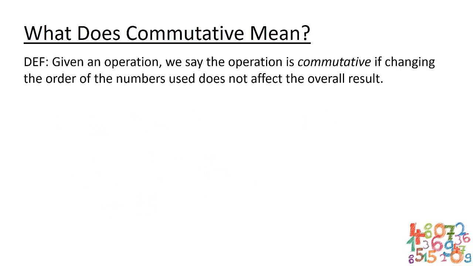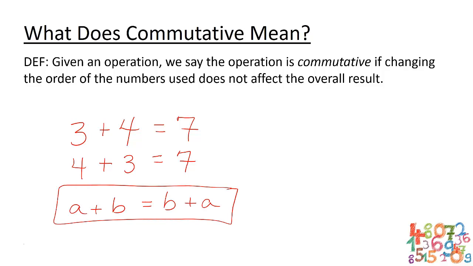The next property is commutativity. We say an operation is commutative if we can switch the order of the objects we're working with and the overall result doesn't change. For example, if we take two whole numbers, 3 and 4, we can add them together and get the sum of 7. Notice that if we switch the order so that we have 4 plus 3, our overall sum is still going to be 7. In general, we have a plus b is equal to b plus a for any two whole numbers. In other words, the order of our addends doesn't matter. We always get the same sum.